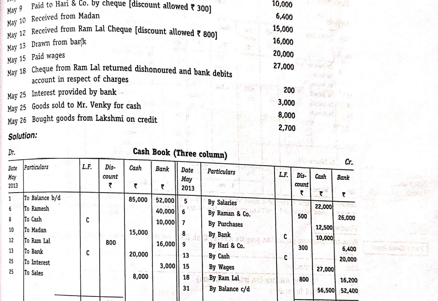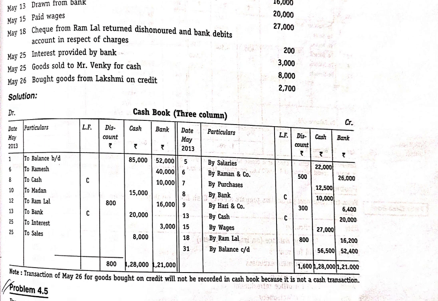Drawn from bank. Drawn from bank means what again? To bank. This is drawn from bank. So how will it be? From bank you are getting cash. Correct? So what you have to do here? Again it is a contra entry. To bank. Contra entry 20,000 for cash, and there you have to write by cash contra entry in bank 20,000. Correct? Understood?